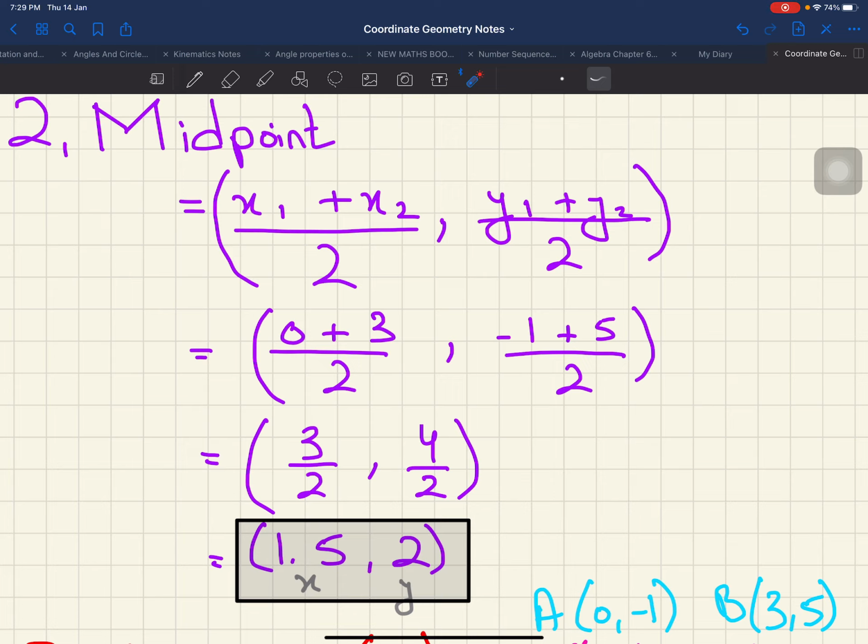So that's why we know the value of x1, x2, y1, y2. The coordinates will always be given to you. So that's how the examiner will give you the question of midpoint. Then he will give you the coordinates and he will ask you to find the midpoint of it.